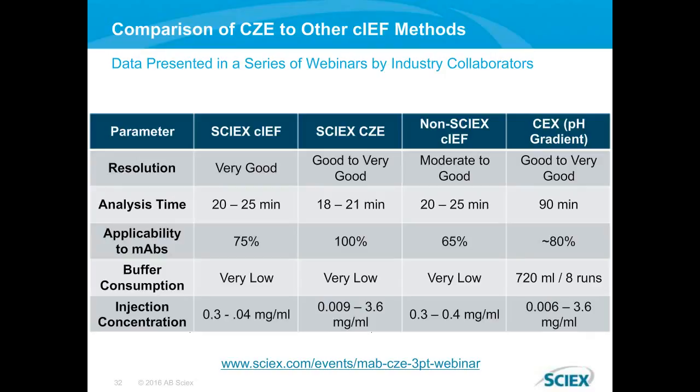That's because, again, it's an open method, basically. You can optimize it and develop it however you want based on your molecule. So if you need to change buffers around, you can absolutely do that. It's very, very flexible. Very low buffer consumption and concentrations that are very, very low. So you use less sample than you would with CIEF or some other charge heterogeneity applications.